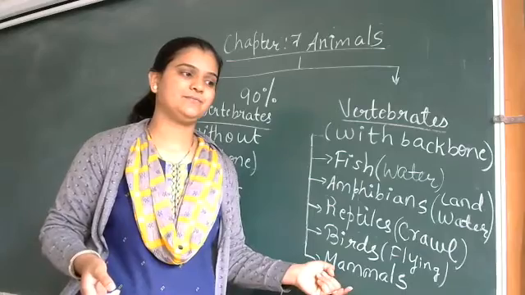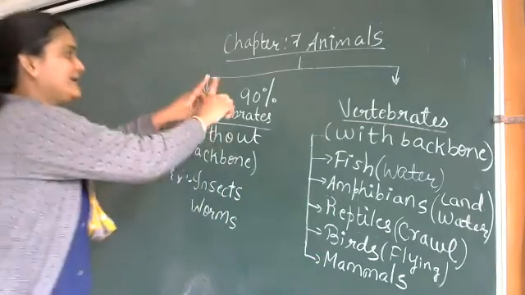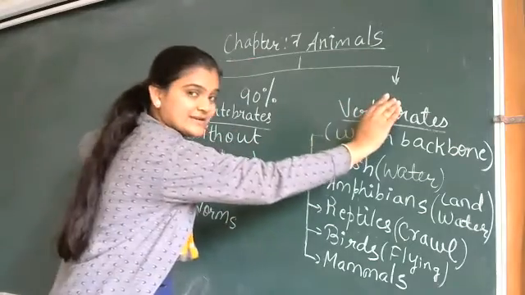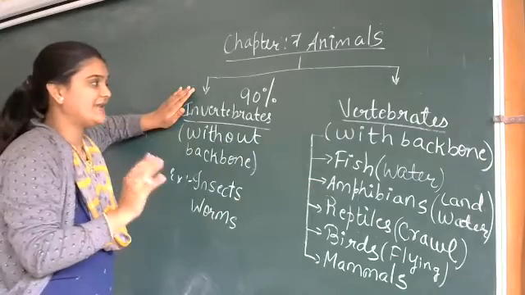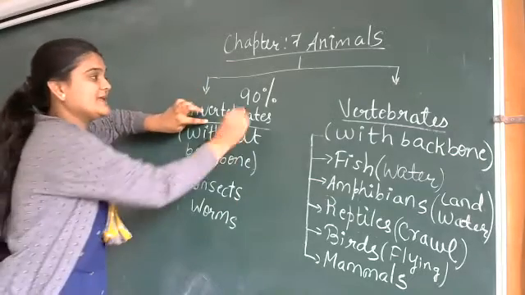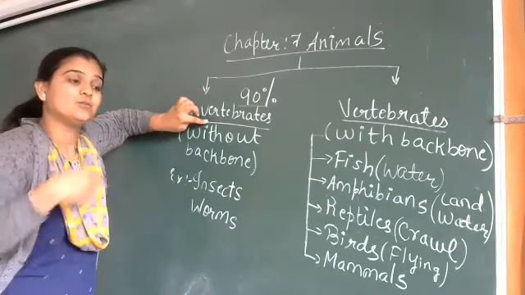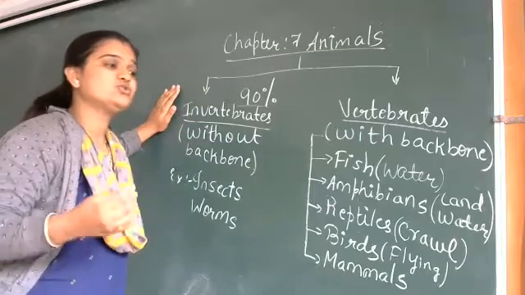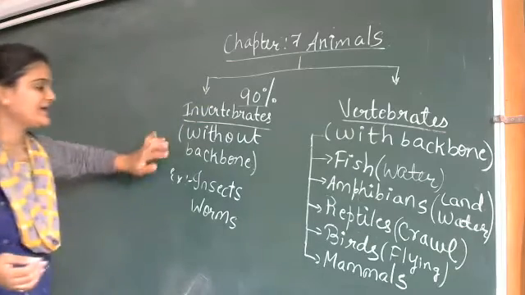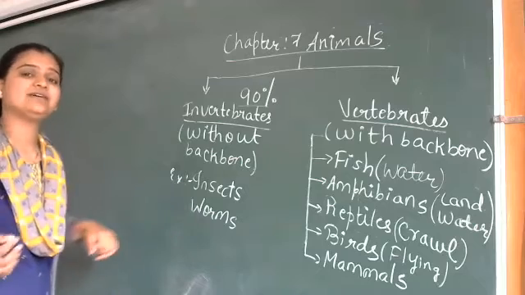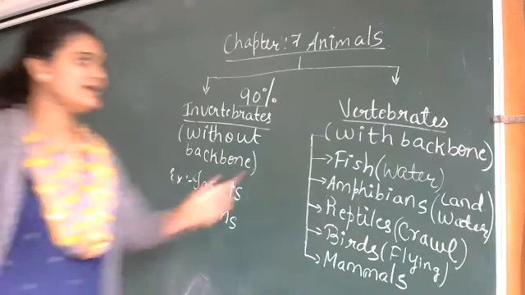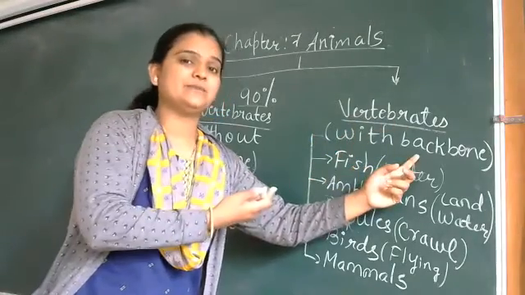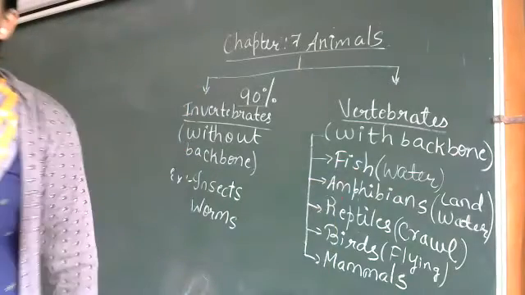Is it clear? So we have mainly two classifications: invertebrates and vertebrates. Most of the animals are invertebrates. The number is more than 90%. Invertebrates are the ones which do not have a backbone. Examples are insects, worms, and very small animals. In vertebrates we have a backbone. We come under vertebrates.